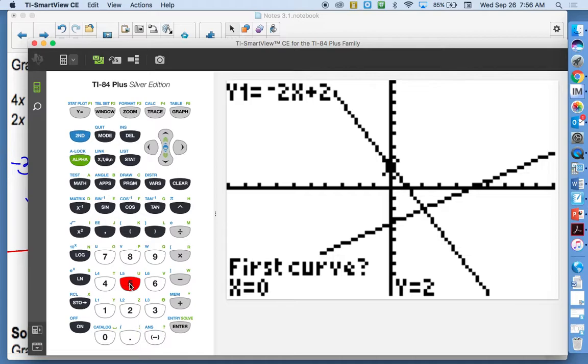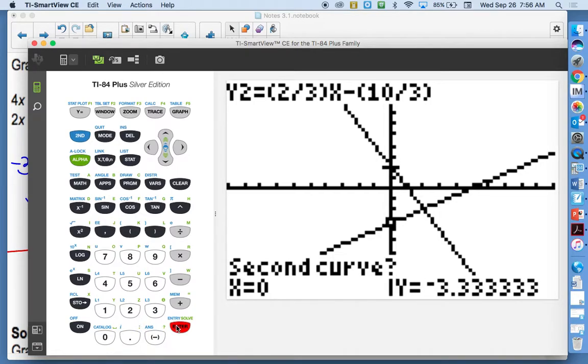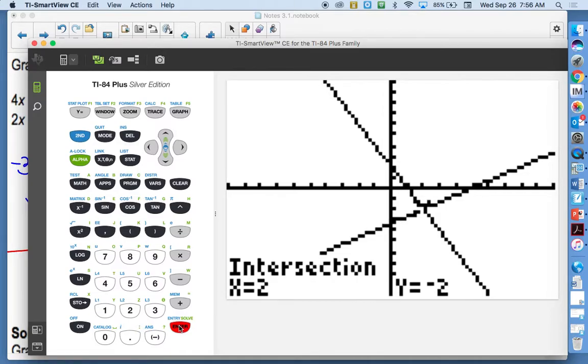So it's going to say first curve. That just means it needs to be on the first line. Second curve, it hopped to the second line. You never do anything for guess. That's just the calculator kind of trapping our number in. And then you hit enter. And it shows you that intersection of (2, -2).